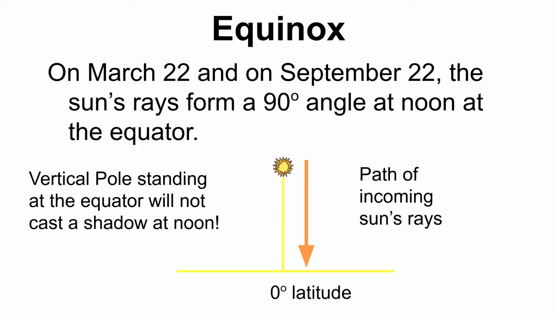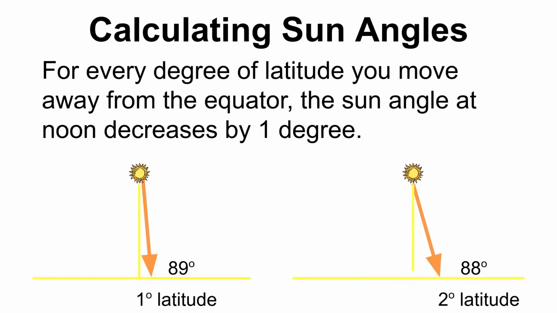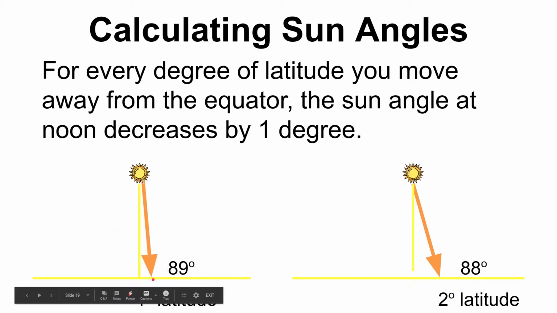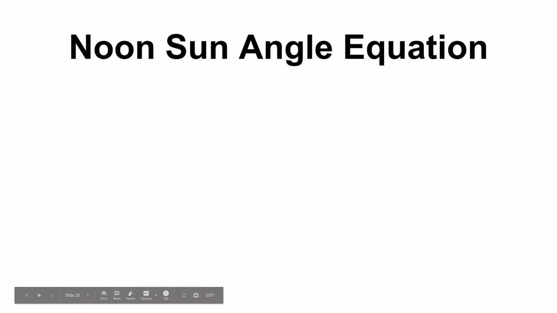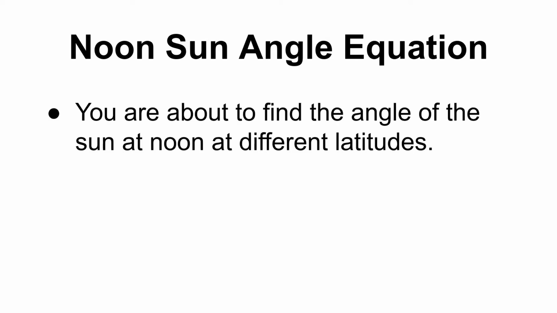But what if you're not exactly at the spot where the subsolar point is? For every degree you are away from the subsolar point, the sun is off of vertical by that many degrees. If you were 1 degree away, the sun would be 1 degree off of vertical. If you were at 2 degrees latitude, the sun would be 2 degrees off of vertical, so the angle of the sun to the horizon would be 88 degrees. So we're going to find the angle of the sun at noon at different latitudes.